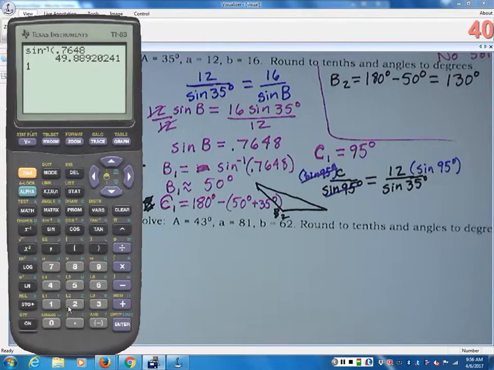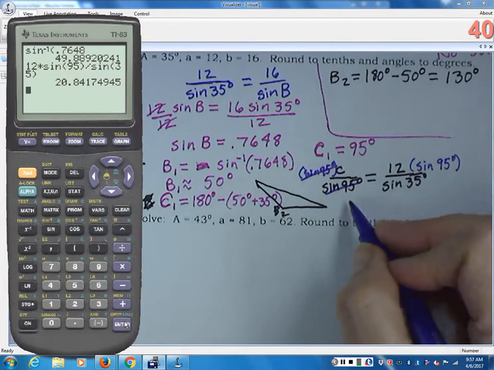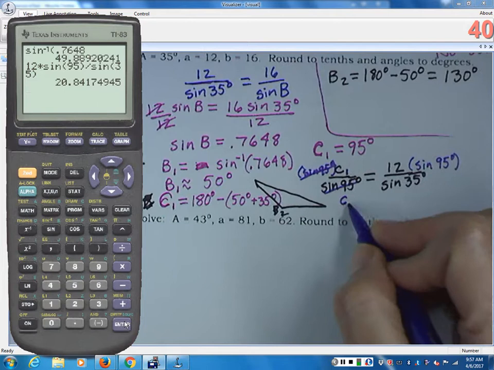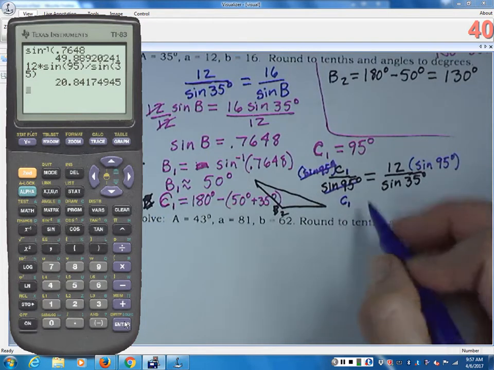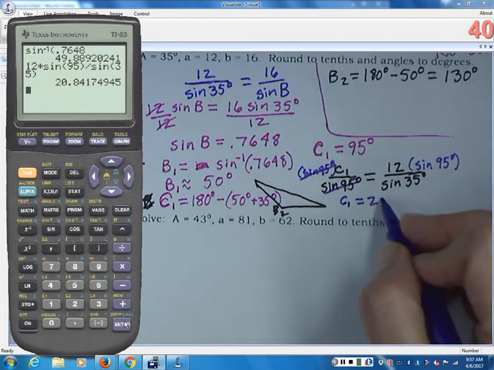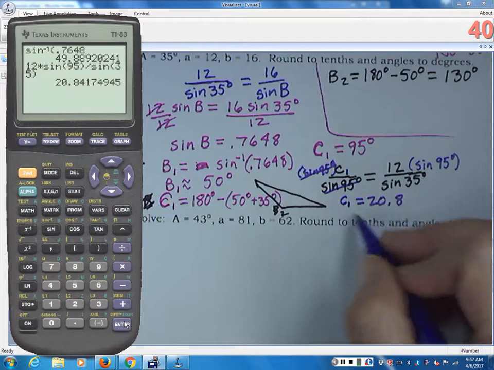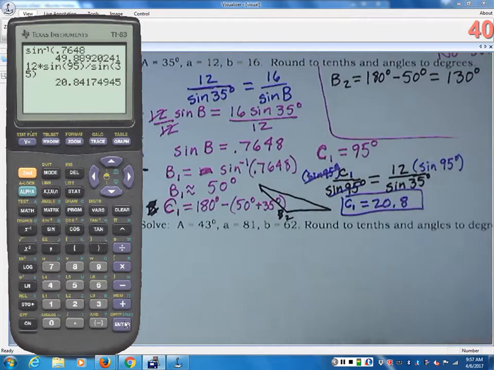Okay, so you get 12 times sine of 95 divided by sine of 35. That's 20.8. So small c1, that's a small letter, is 20.8. So that's the first triangle.